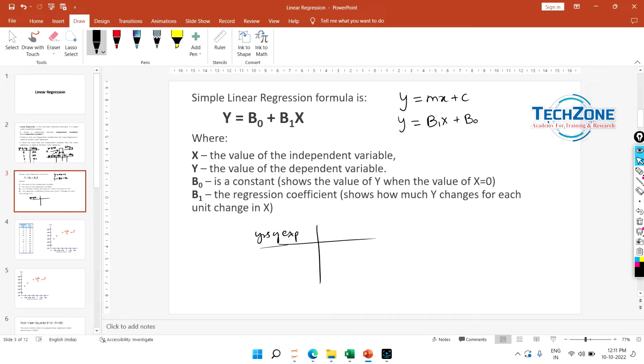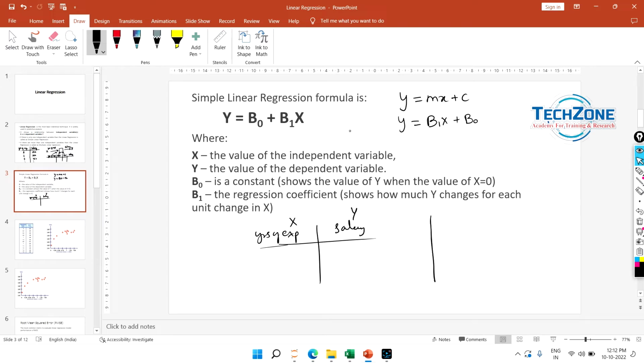Years of experience. This is our x value. What is the y value? The y value is the salary. This is our y value. So x is the value of the independent variable, y is the value of the dependent variable. Now b0 is a constant. It shows the value of y when the value of x is 0. See, this is the equation of a straight line.